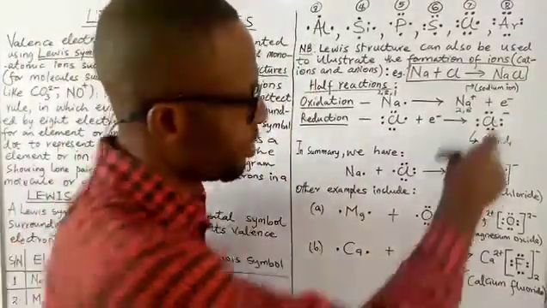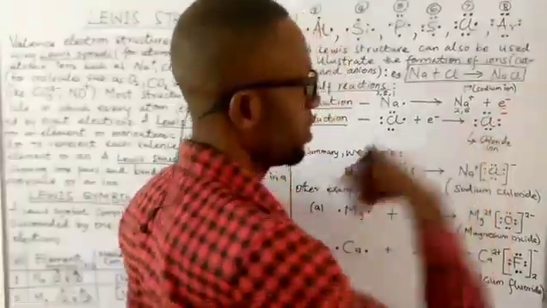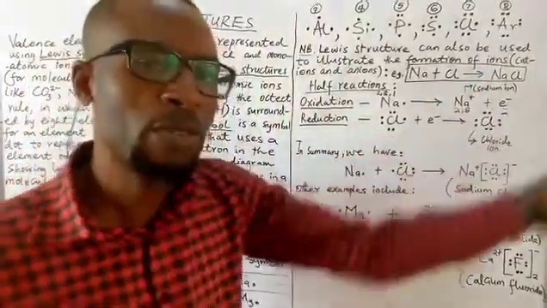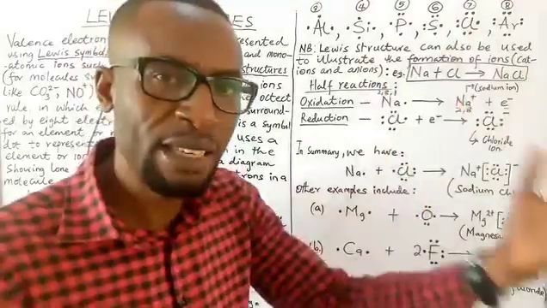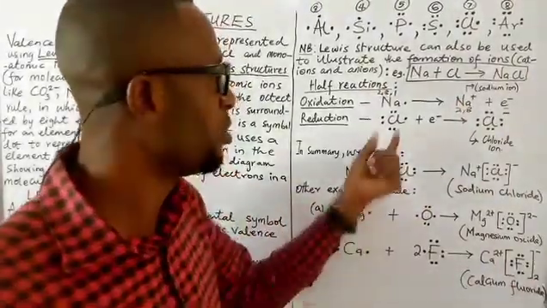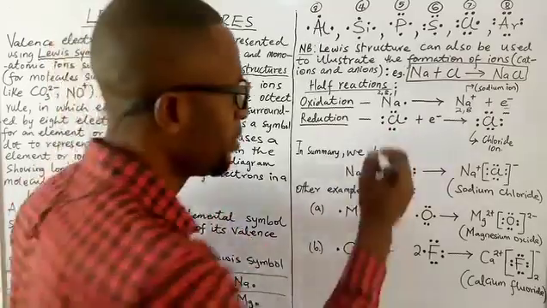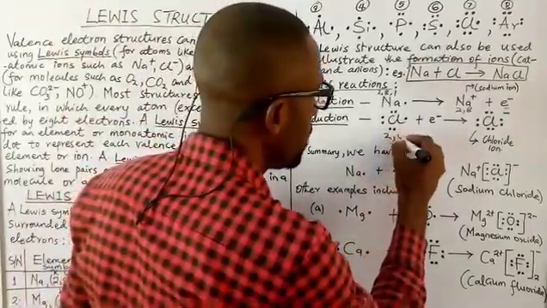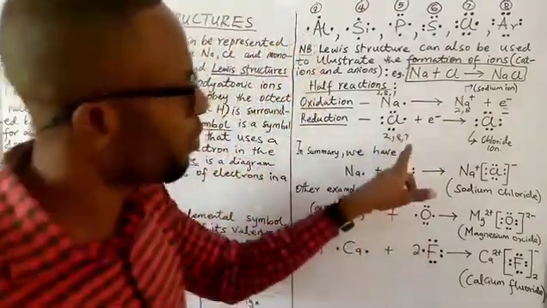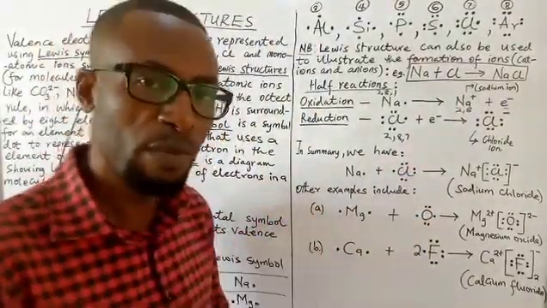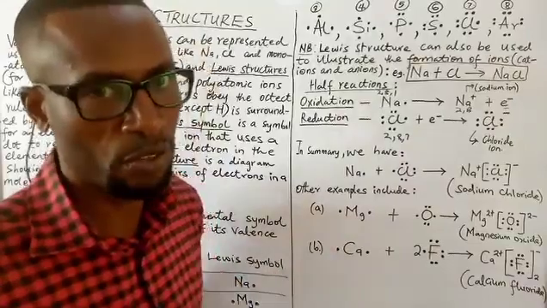All right, and you can see here is the one electron that was given out, but this electron that was given out doesn't go into the vacuum. It is immediately captured by the non-metal, in this case chlorine. And of course, chlorine here is 2, 8, and 7. So it requires only one electron for it to become stable or to acquire the octet structure.